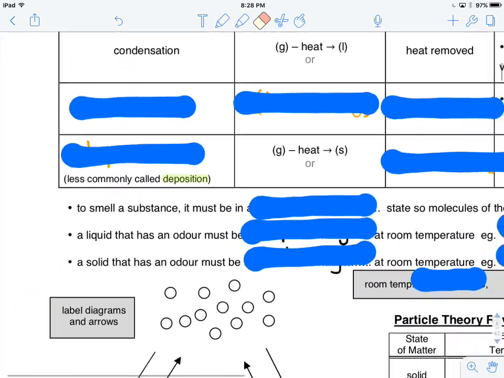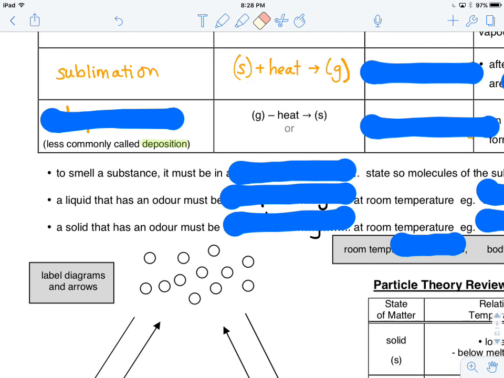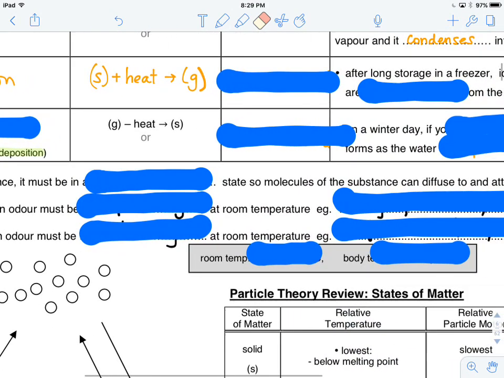All right. So the last two changes of state involve going from a solid straight to a gas. And this change of state has the term sublimation. In sublimation we have a solid which is heated and it turns into a gas. Okay, so almost right away, a solid which is heated turns into gas. So the process here is that heat has to be added to this.